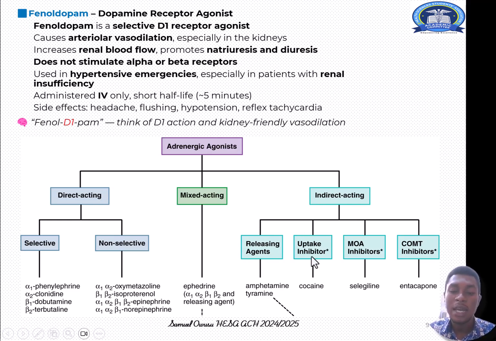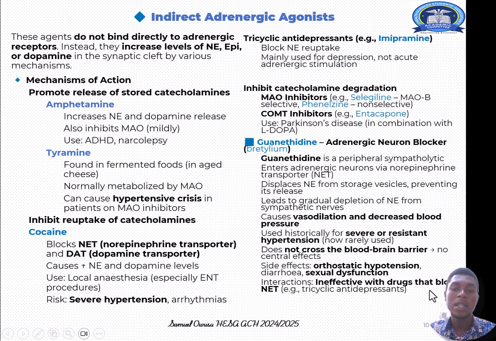Uptake 1, like that of cocaine. Then we have the MAO inhibitors, which are salicylic, and then we have the COMT inhibitors and tacapone. Alright, so the indirect acting agonists are the ones that do not bind to the receptors, but they increase the levels of norepinephrine at the synaptic cleft.